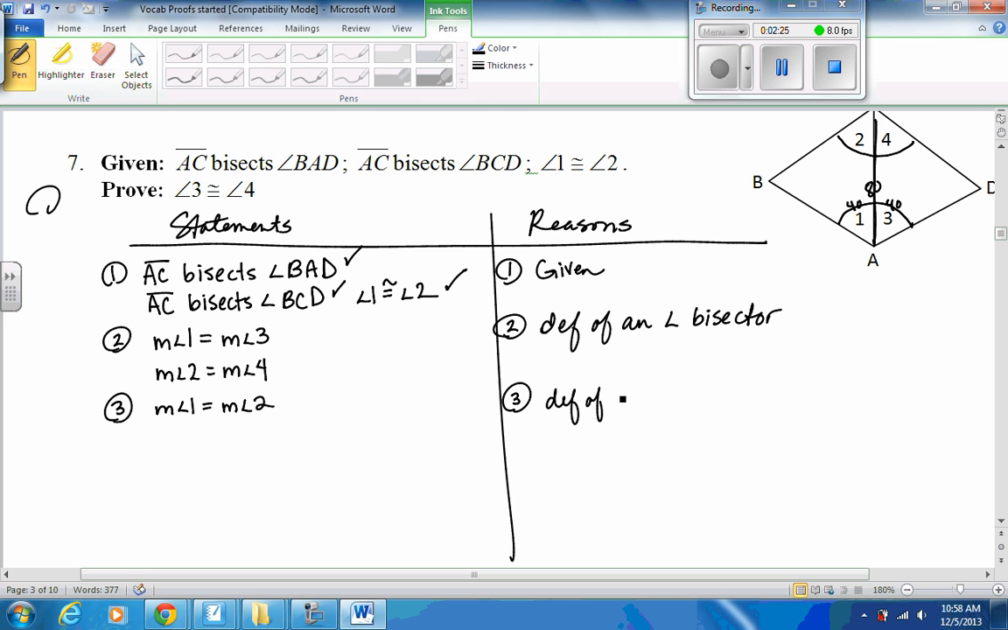Definition of congruent angles. Congruency means that the measures are equal. So if you have two things congruent, all of its measures are equal. Well, an angle, there's only one, so we say the one measure is equal. Now I have three equations.